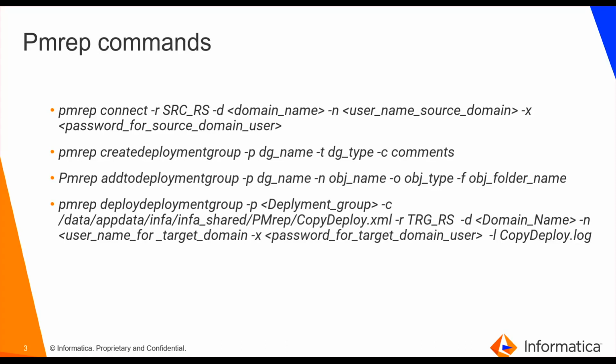So the deployment from the command line can be achieved using the PMRep commands that we have, and these are the four commands that are mainly required in order to perform the deployment between the repositories. The first command is the PMRep connect command in order to connect your source repository, and the second command is used to create your deployment groups, and the third command is used to add objects to your deployment group, and the final command is used to perform the deployment between your source repository and the target repository using a control file.